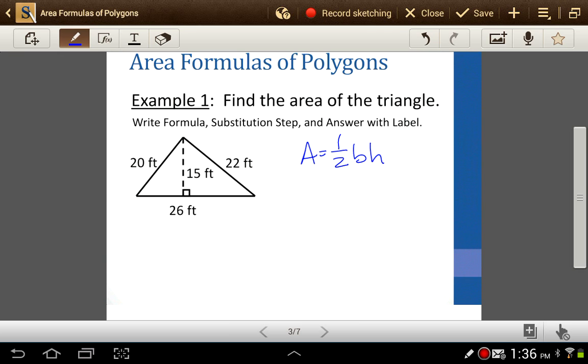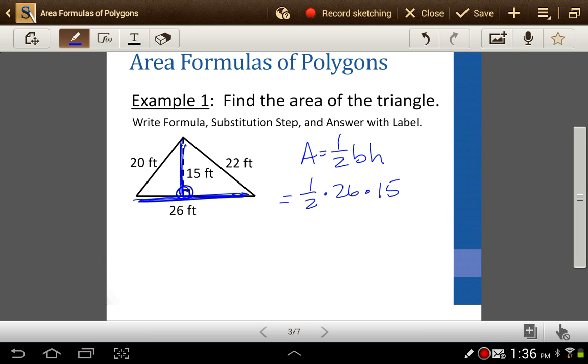Now I'm going to look at my shape for my base and my height. Here is my perpendicular symbol, so which two dimensions make that up? 15 feet and 26 feet. Those are my base and the height of the triangle. So those are the numbers I'm going to plug in. So that's going to be 1/2, my base is 26, times my height of 15.